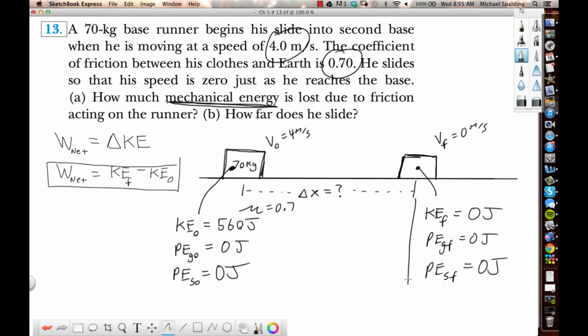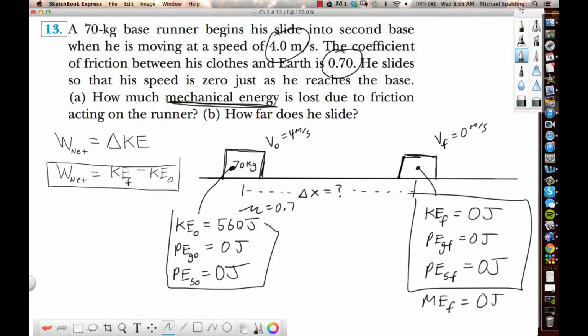So, how much mechanical energy does this guy end with? What's the mechanical final? 0. How much mechanical energy did he start with? Mechanical initial is 560. So what's the answer to the question? How much mechanical energy did friction take? All of it. All 560. So the answer to A is 560 joules.